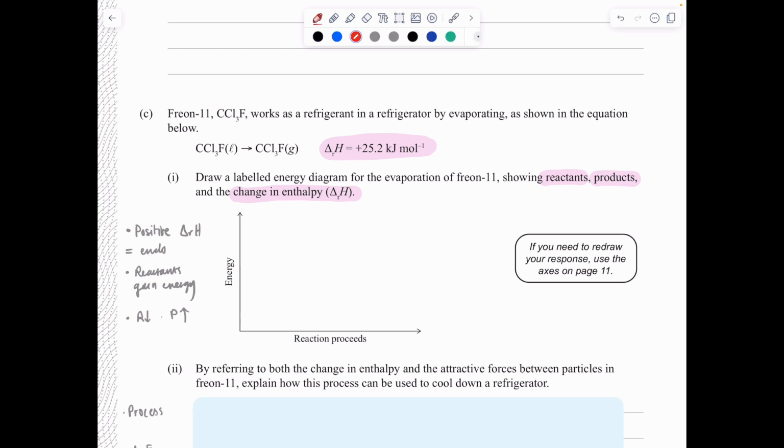So let's draw this on our diagram. So we start off with the reactants down below, and then because it's an endothermic reaction, heat is being absorbed, which results in the products having a higher amount of heat energy or energy. So cool, we've done our diagram, but we're missing our labels. So we have to show the reactants. So let's label the reactants down here. Reactants. I like to be specific, so I'm going to write the actual reactant. Okay, then we've got the products.